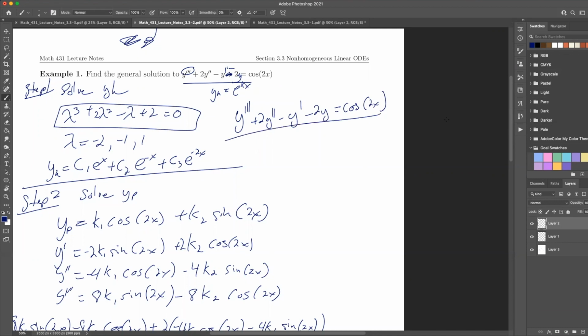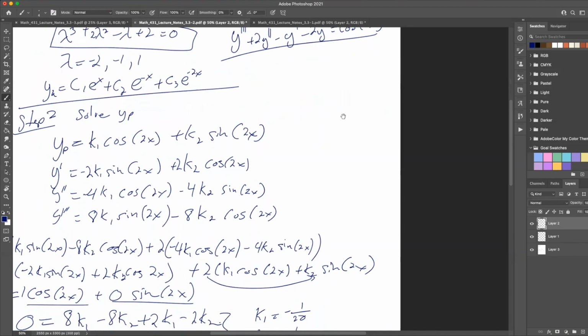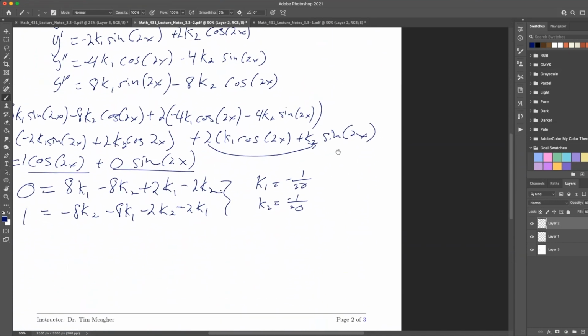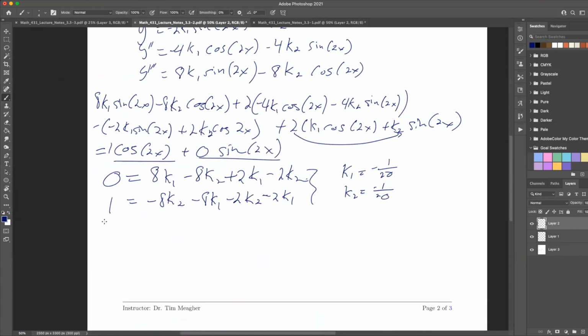All right. With this, we now established what k1 and k2 are. And so we have what y_h is, or y_p. So y_p in this case is minus 1/20th of cosine of 2x minus 1/20th of sine of 2x. And so we have our particular solution. So we're going to do step 3 here. And luckily we have room to do it.